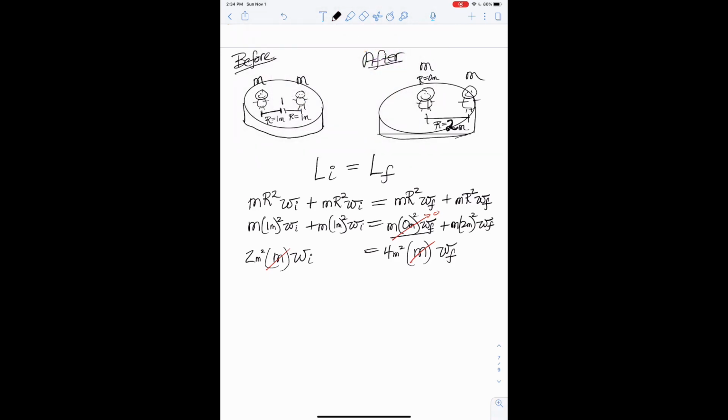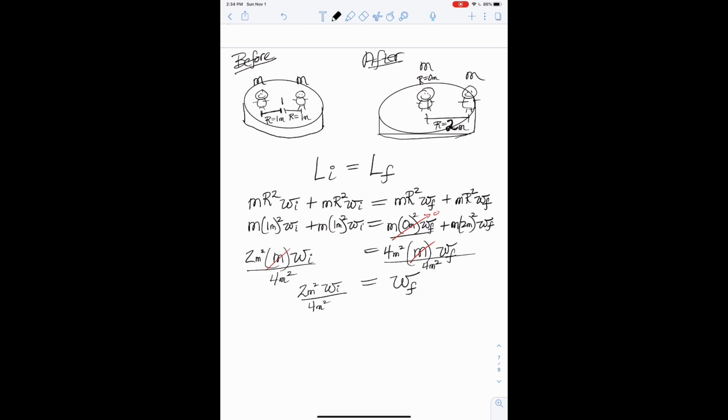Let's rewrite this. I want to know how omega f compares to omega i. So let's get rid of the 4m squared on this side. I'm saying we'll just divide both sides by 4m squared, right? I can do that up here if you like. And I'll be left with 2 meters squared over 4 meters squared times omega i.